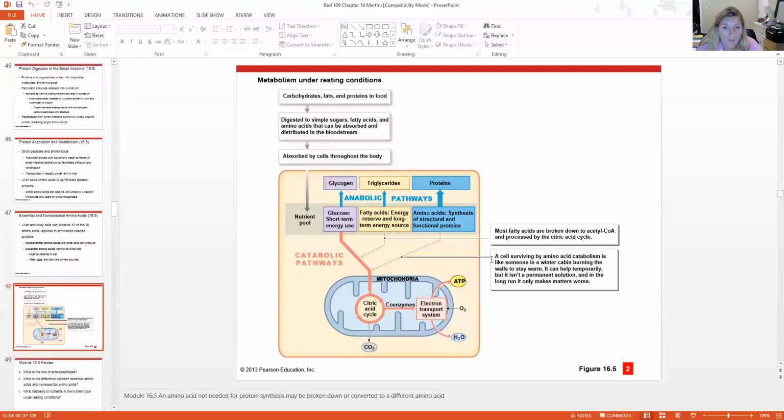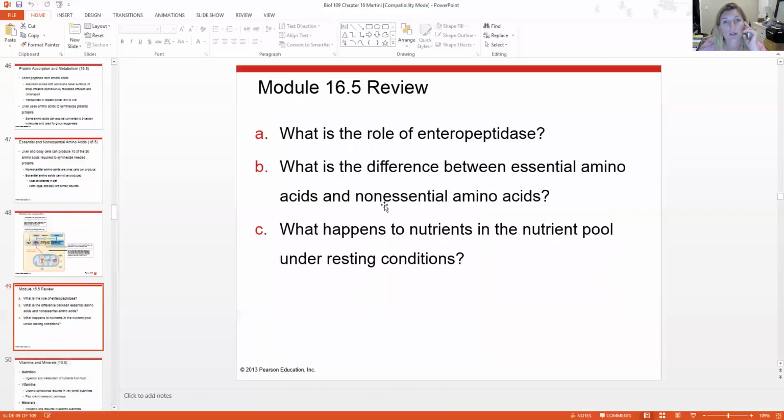So here's the overall pathway during resting conditions. You're resting here. Carbohydrates, fats, and proteins in our food are digested into smaller molecules and absorbed throughout the body. We're building this nutrient pool. We can use these nutrients to create lots of ATP, or we can do anabolic pathways and store them for later. You can pause the video here, go back and review these 3 questions.